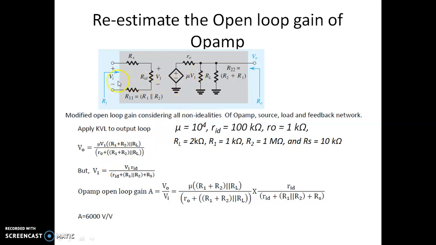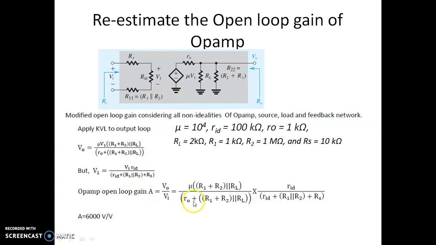V1 is actually equal to, if you just see this, the voltage that is coming across, so VID. Now I can write this V1, again using the potential divider. It is VI multiplied by RID divided by the whole resistance, that is RS plus RID plus R11. So this is what I have. Substituting this V1 over here, I'll get the expression for the open loop gain of the amplifier.